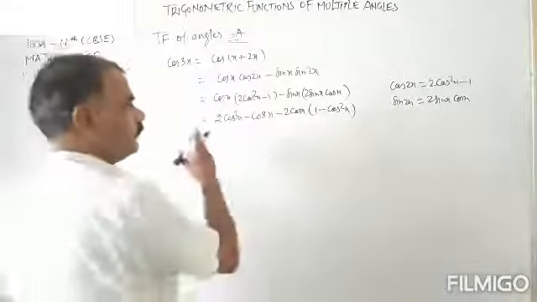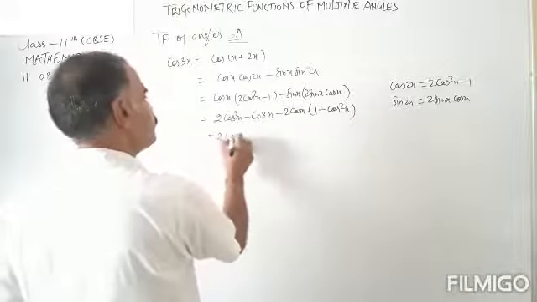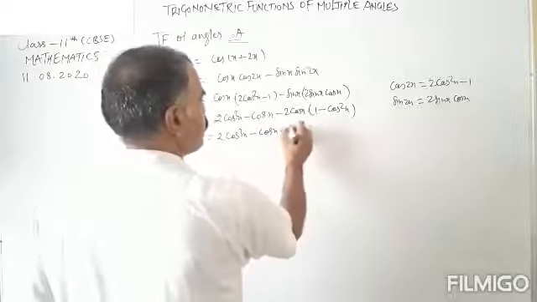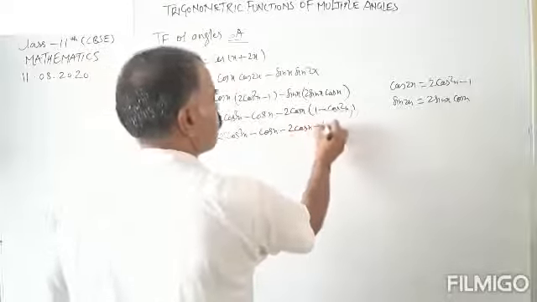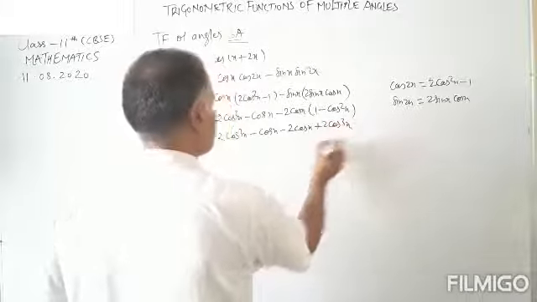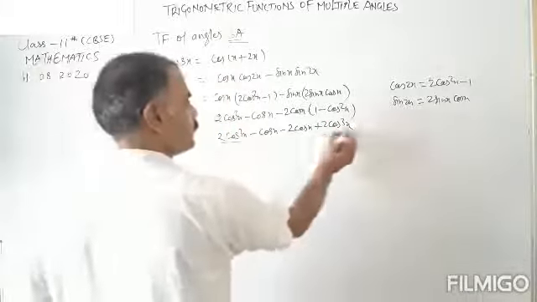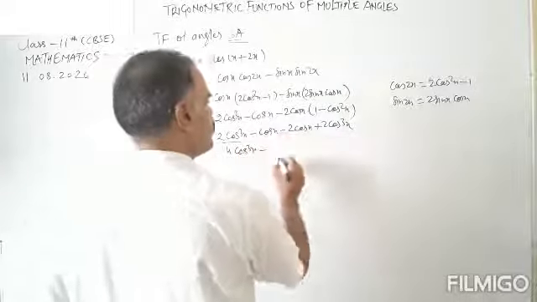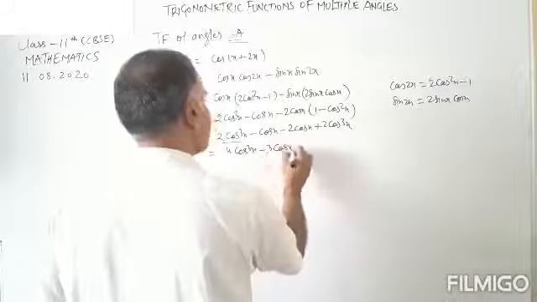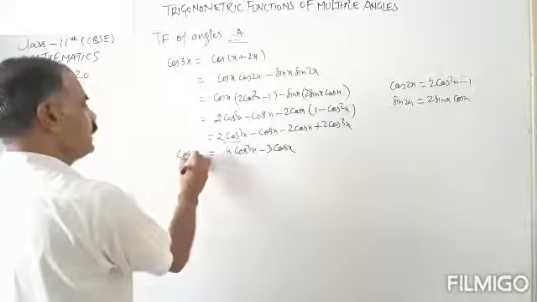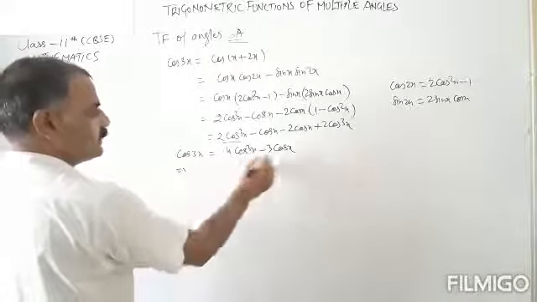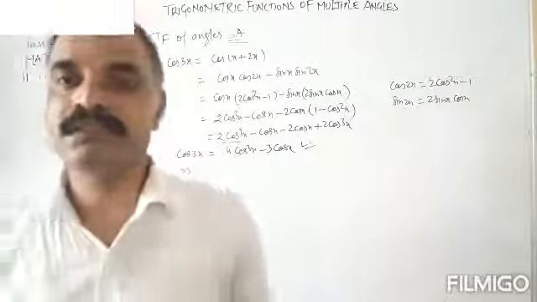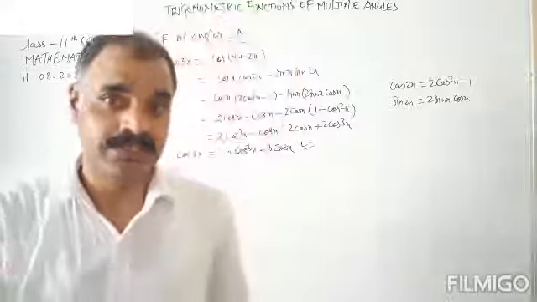Now simplifying this, we will have 2 cos cube x minus cos x minus 2 cos x plus 2 cos cube x. So 4 cos cube x minus cos x minus 2 cos x, that is minus 3 cos x. This is cos 3x. So cos 3x is equal to 4 cos cube x minus 3 cos x. This is the identity for cos 3x.